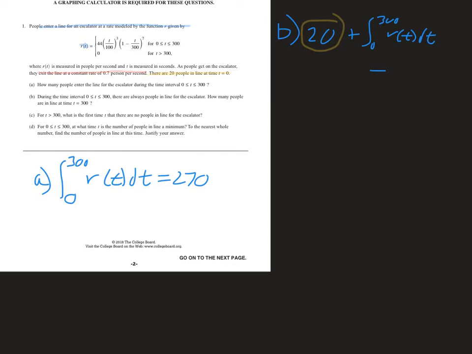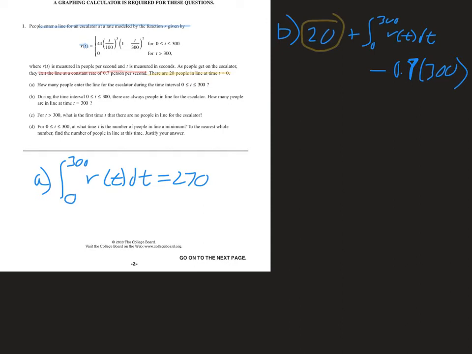Now there's a couple ways you could write down the number of people who get out of line. But what I'm going to do is think about this in the most straightforward way possible, which is we're losing 0.7 people per second for 300 seconds. So I'm just going to multiply 0.7, the rate at which people get out of line, times 300, the length of time for which people have been getting out of line.